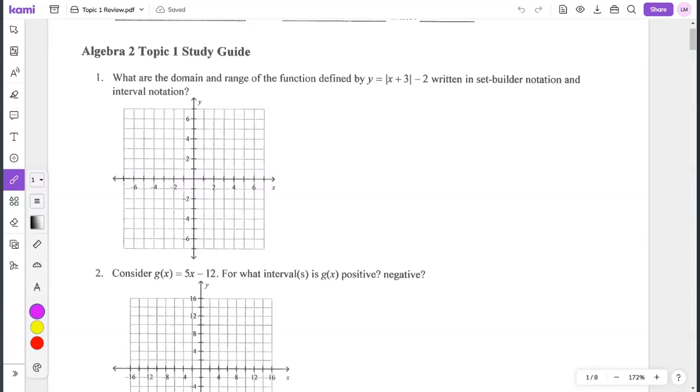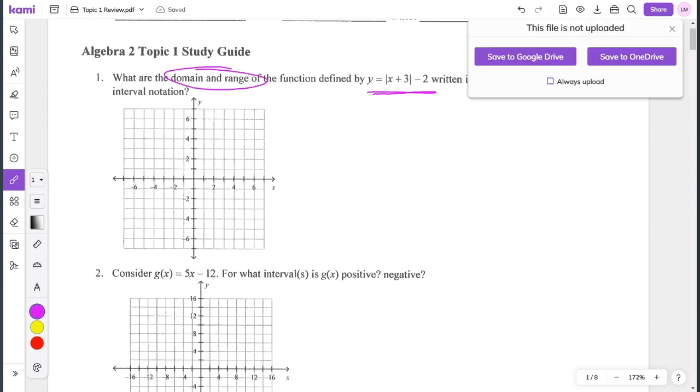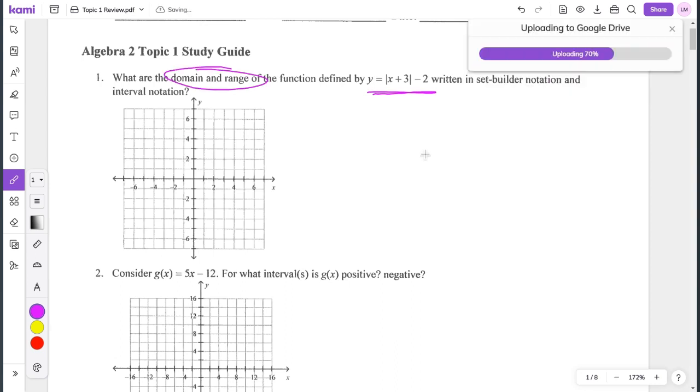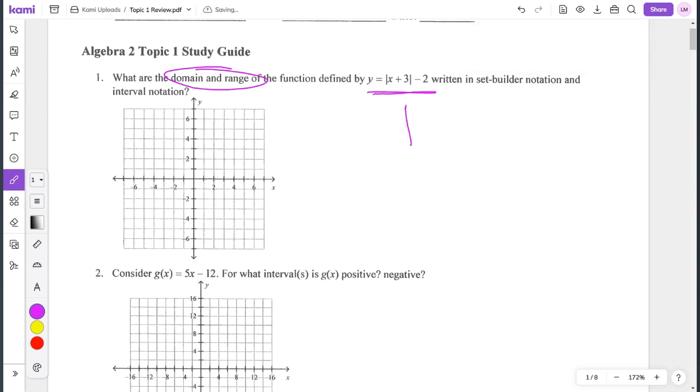All right, let's look at the topic 1 study guide. So we are going to graph a few functions on this first page and state some different things. So this first one, we are going to graph an absolute value graph, and then we are going to state the domain and range.